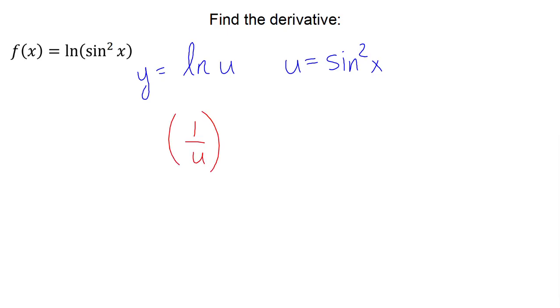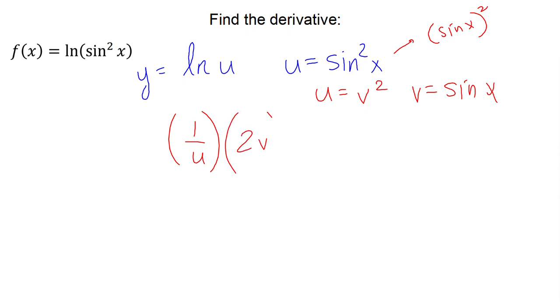But the sine squared x part, that's like u is equal to v squared, where v is sine x, because remember that sine squared x is the same as the sine of x being squared. So the inner function, v, is sine, and then our outer function is the v squared. So we need to multiply this by our derivative of v squared, which is 2v, and then we need to multiply by our derivative of sine x, which is cosine of x.